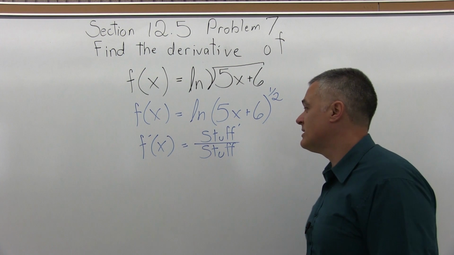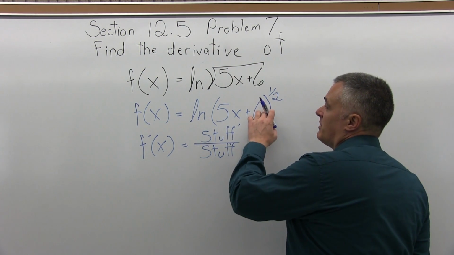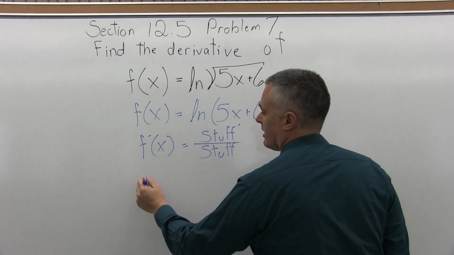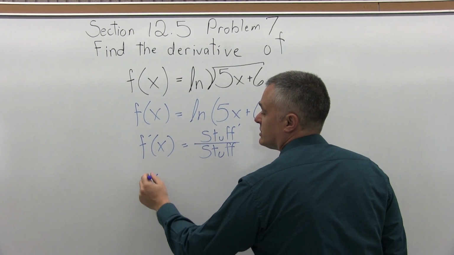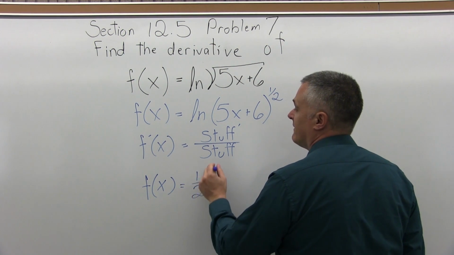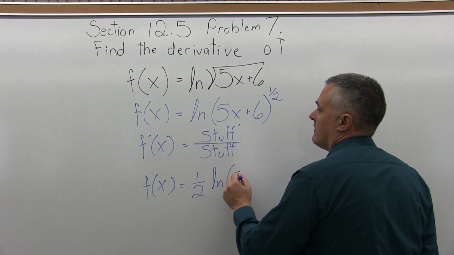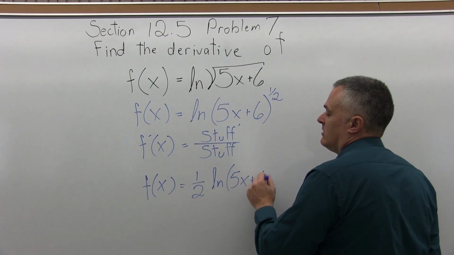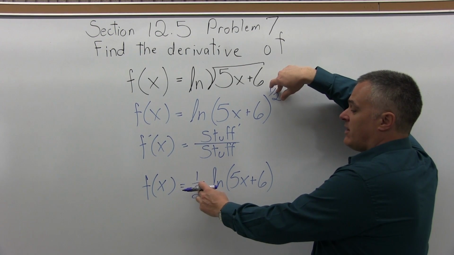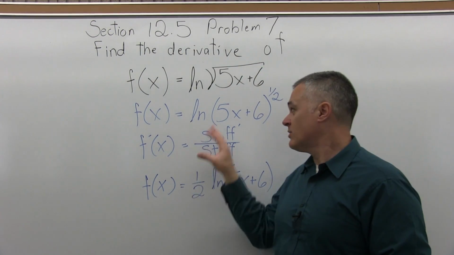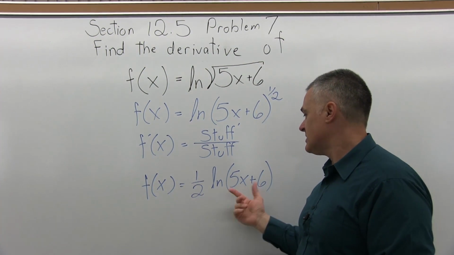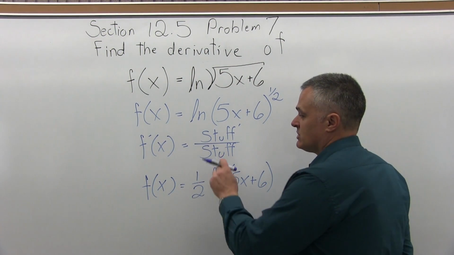And what I'm going to do is change the square root to an exponent of 1/2. So I'm going to have now, notice no prime yet, f of x equals natural log of 5x plus 6 in parentheses raised to a power of 1/2. So as I apply my rule for natural log of some stuff, I have f prime of x equals stuff prime over stuff.